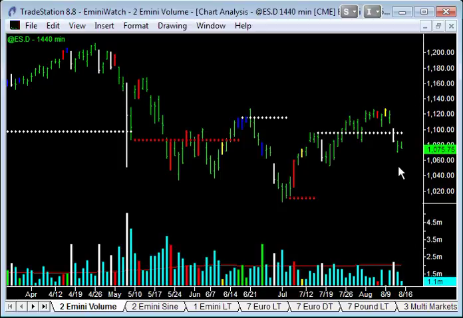So a tough couple of days to trade with those small ranges, but we've got the weekend to rest up and wait for the activity next week. I'm just going to run through my charts to show you what I'm looking at in terms of the E-mini and some of the other markets.